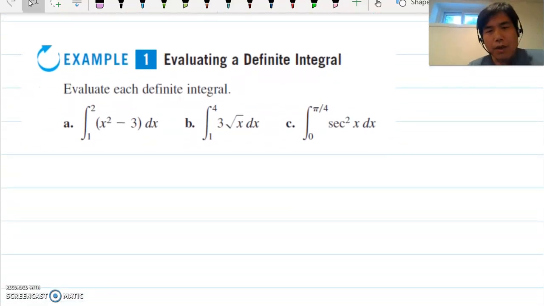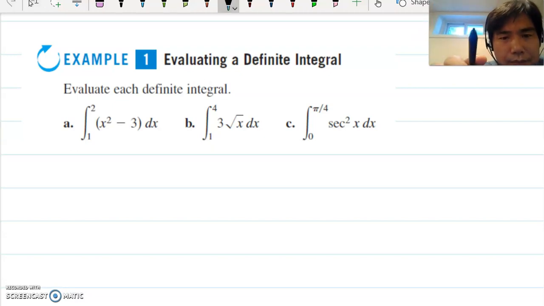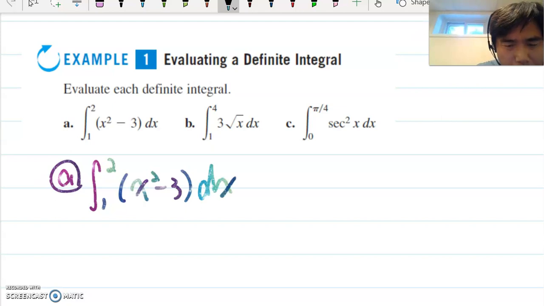So, evaluating a definite integral. Evaluate each definite integral. Look at a first. We're doing the integral from 1 to 2 of x squared minus 3 dx. The first step is you temporarily ignore the interval values and just take the antiderivative of this expression.